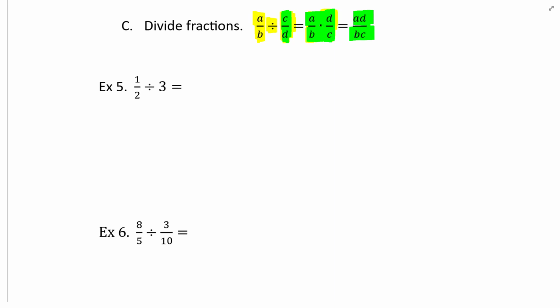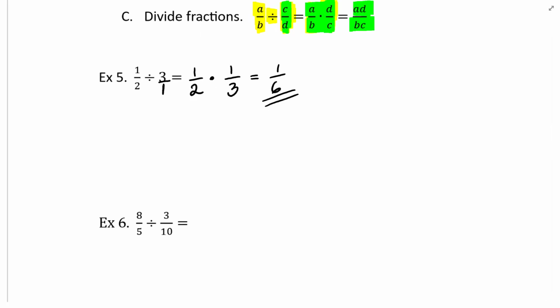So let's do that. We have 1 over 2 divided by 3. Let's put 3 over 1. So let's write 1 over 2 times, and then we flip 3 over 1 into 1 over 3. And now we multiply across, so we get 1 over 6.